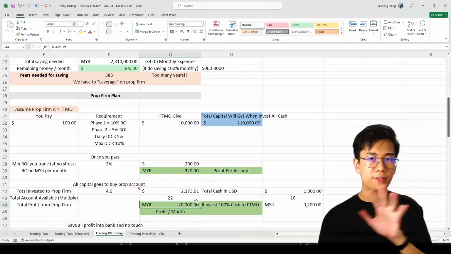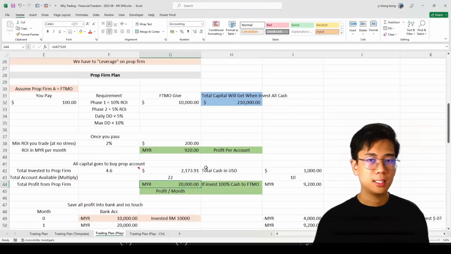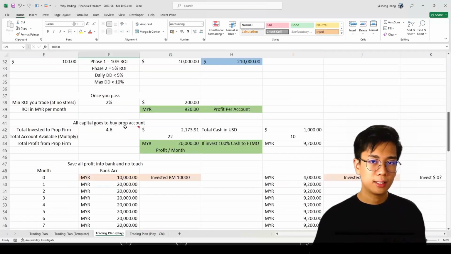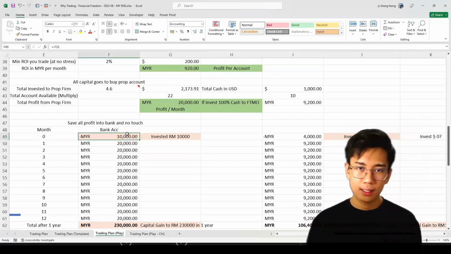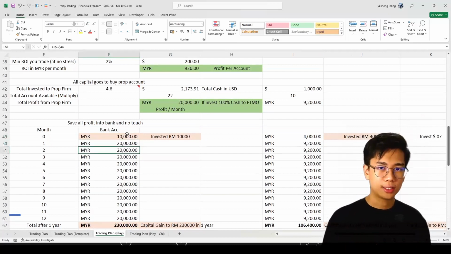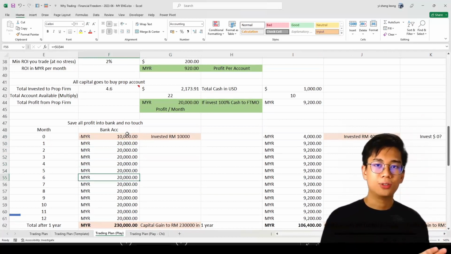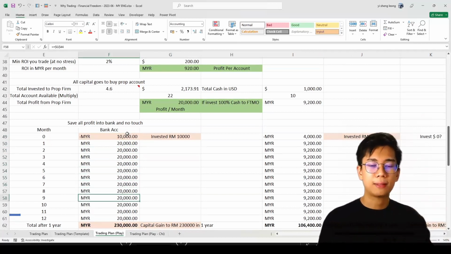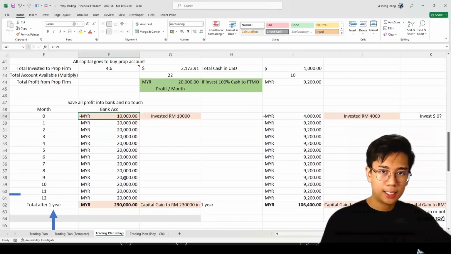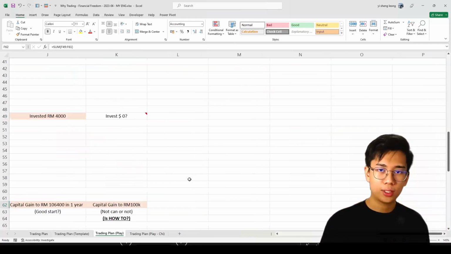But we don't calculate all other factors first. Simplify. Hint, 1 month is 20,000. And all you have done is that at first you invested 10,000. Next month, assume that everything is in place already. 20,000, 20,000, 20,000. You don't do stupid things, all right? Don't simply invest in funny things. You just take the money, save it in the bank account. One year later, from 10,000 capital gain to 230,000 in one year. So what can you do with 230,000?